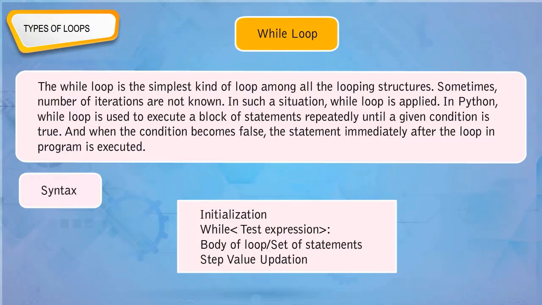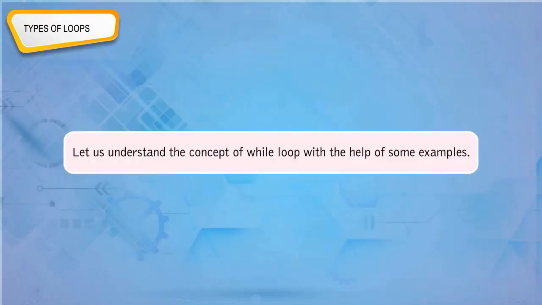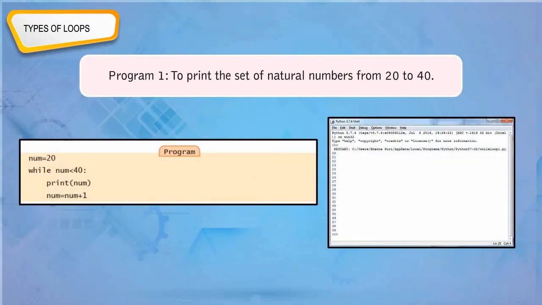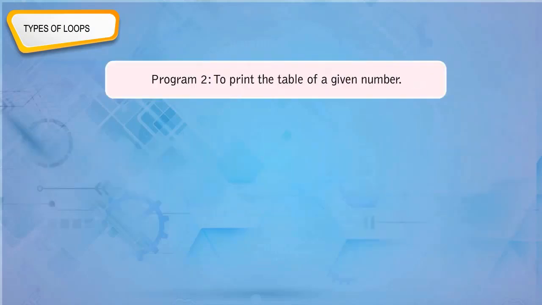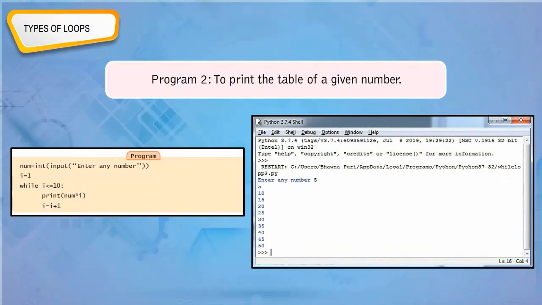Syntax: initialization, while, test expression, within braces, body of loop, set of statements, step value updation. Let us understand the concept of while loop with the help of some examples. Program 1. To print the set of natural numbers from 20 to 40. Program 2. To print the table of a given number.